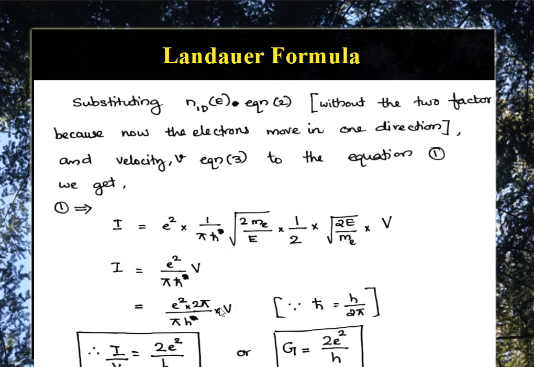Then also we know what h-cut means: small h is Planck's constant, so h-cut is simply h by 2 pi. Instead of h-cut, we can substitute h by 2 pi. Finally we get I by v is equal to 2e square by h. What is I by v? That is the conductance G. So the conductance in a quantum wire is 2e square by h. It's very important: the conductance 2e square by h.